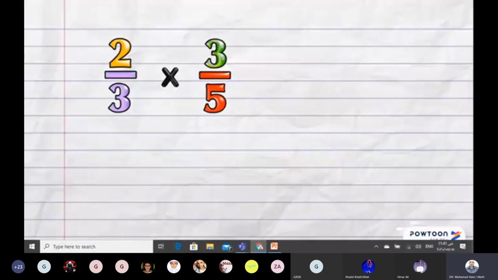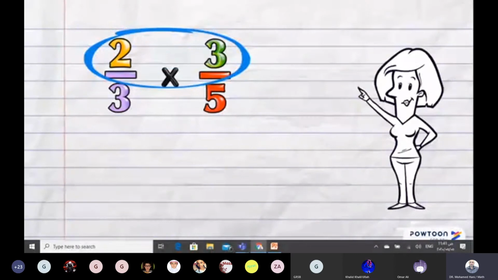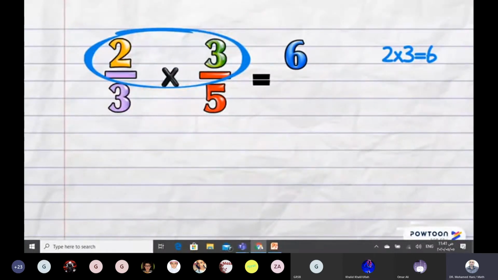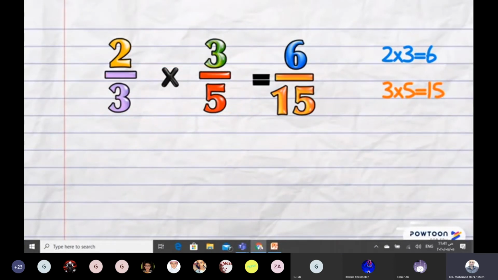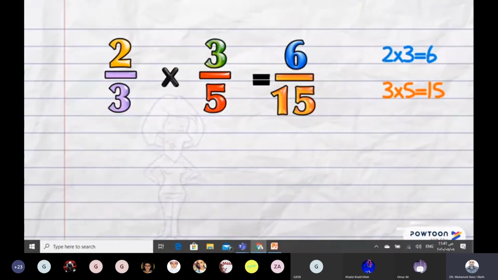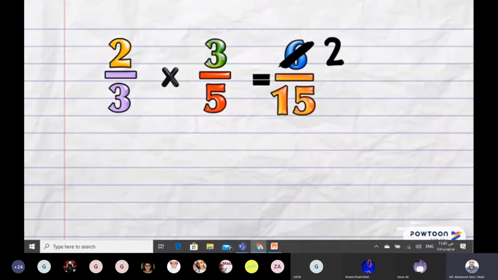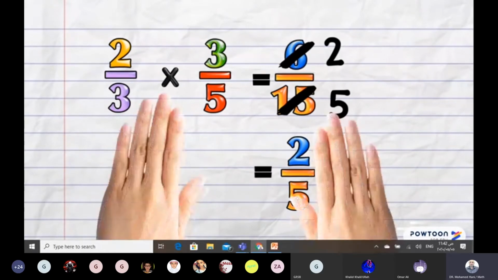2/3 times 3/5. We know that we can multiply the numerators together now, so top times top. 2 times 3 is 6. Then multiply the denominators together, bottom times bottom. That's 15. 6 over 15. Is that it? Nope. We have to reduce if possible, and 6 and 15 are both in the 3 times table. They're divisible by 3. 6 divided by 3 is 2, and 15 divided by 3 is 5. Our final answer is 2 over 5, 2/5.